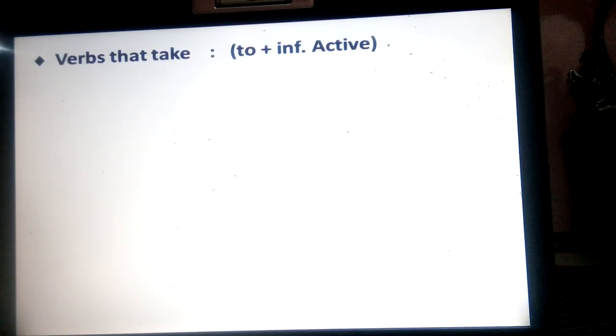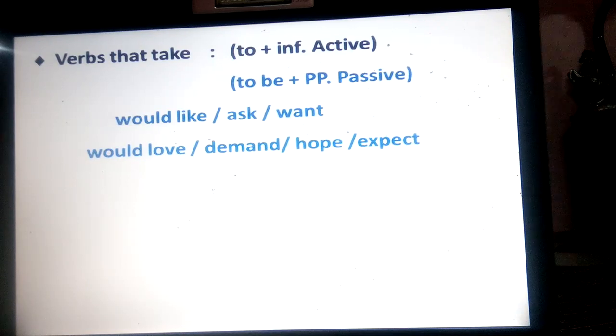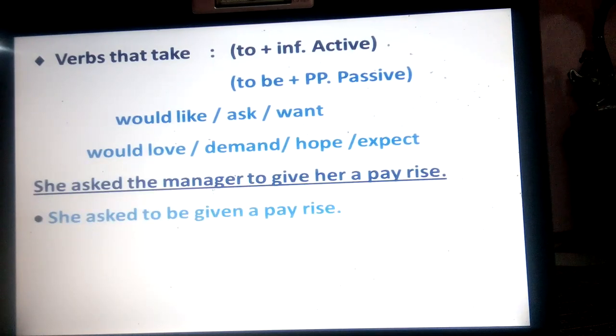Verbs that take to plus infinitive in the active will be to be plus past participle in the passive. Examples of these verbs: would like, ask, want, would love, demand, hope, expect. Example: She asked the manager to give her a pay rise. This is active. In the passive: she asked to be given a pay rise. So in the active, ask, to give, and in the passive, asked to be given.